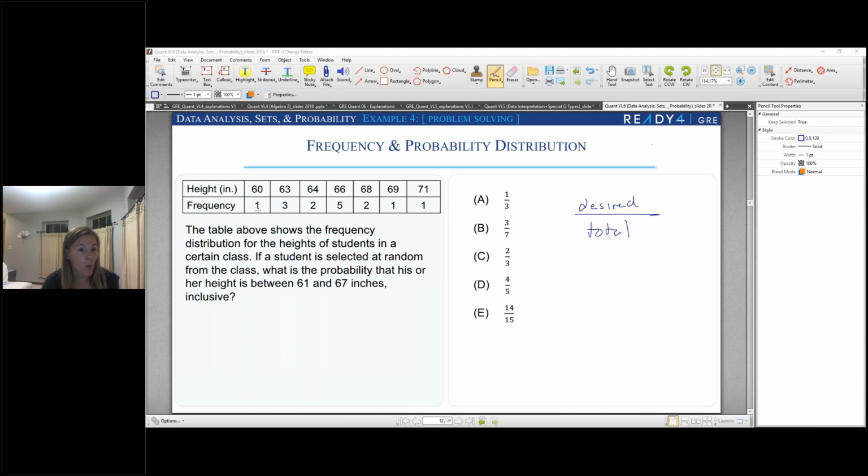Okay, well, we've got 1, 3. How many students do we have? We have 1, 3, that's 4, 6, 11, 13, 14, 15. So we got 15 students.